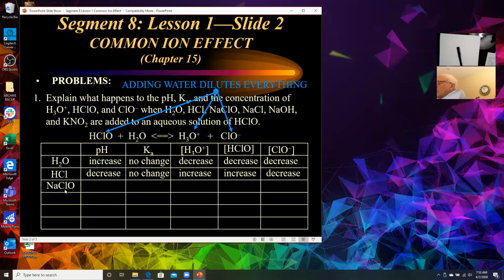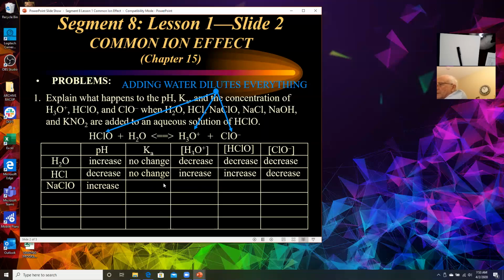Sodium hypochlorite. Now this is a common ion effect. We have added this concentration. This hypochlorite ion concentration has gone up. And we just saw a while ago what that did to everything. The pH is going to increase. Well, why will that happen? Well, if I increase the hypochlorite ion concentration, Le Chatelier says it will shift left. That'll cause the hydronium ion concentration to go down and the pH to go up.